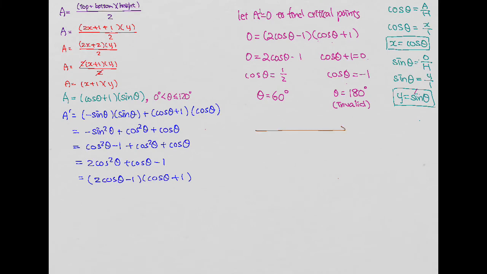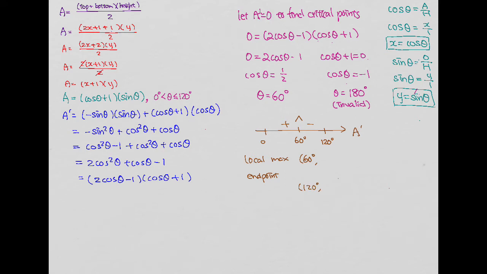Next, we'll put it on the number line for A prime. So put the 60 degrees on and put your boundary on 0 and 120. Let's check the positive negative sign. You will see this is a local maximum. So local max at 60 degrees. And we have to check with the endpoint, which is at 120 degrees.